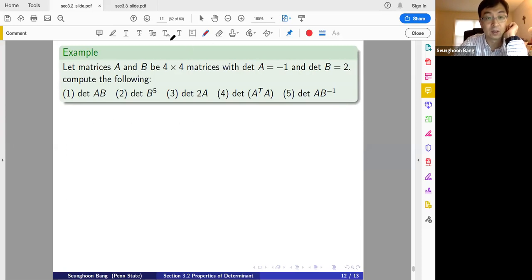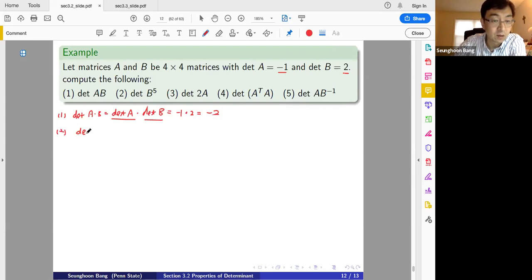The first one, the determinant of A times B. We can distribute: determinant of A times determinant of B. The determinant of A is -1, times the determinant of B, which is 2. So we have -2. This is the answer of the first question. The second one, the determinant of B to the power 5. You can use the last property from the previous pages. The determinant of B is 2, so we have 2 to the 5. The answer is 32.